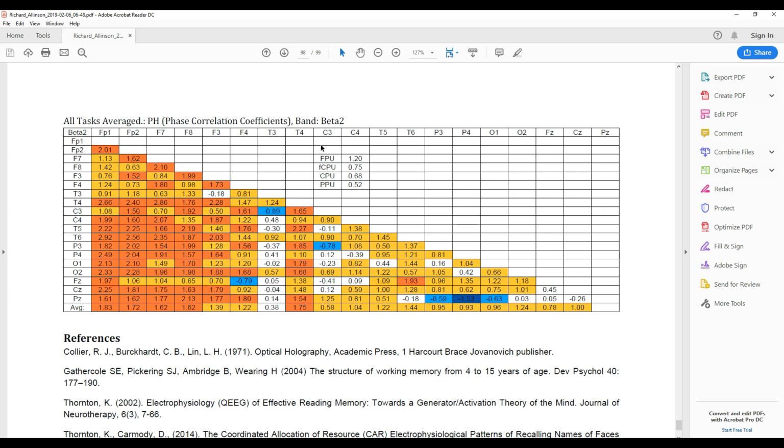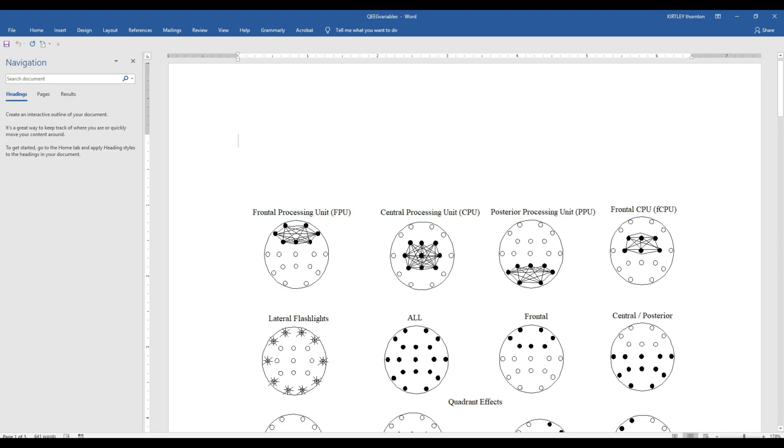Up here in the middle, you see FPU, FCPU, CPU, and PPU, and these represent the following variables: the frontal processing unit, the average correlation between all the locations in the frontal lobe on the particular frequency, the central processing unit, posterior processing unit, and our frontal central processing unit, which has proven to be particularly effective and relevant.